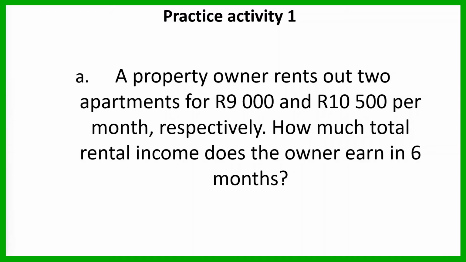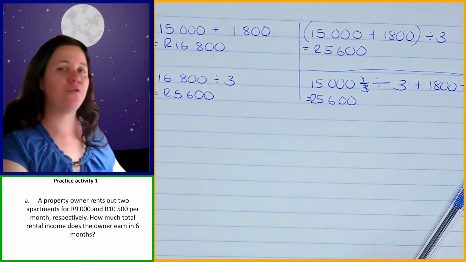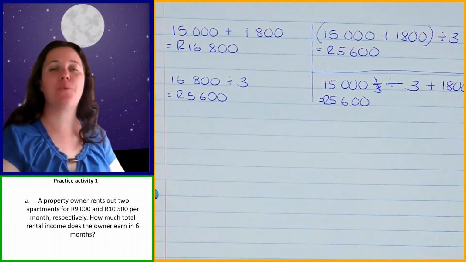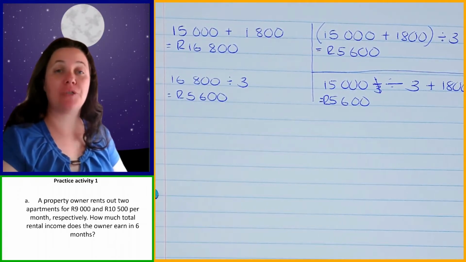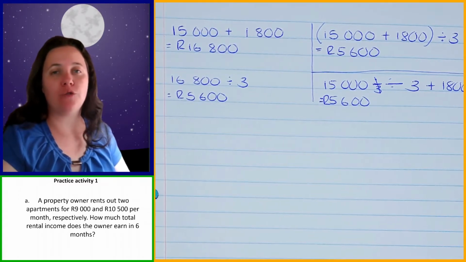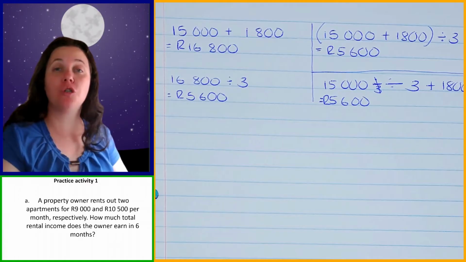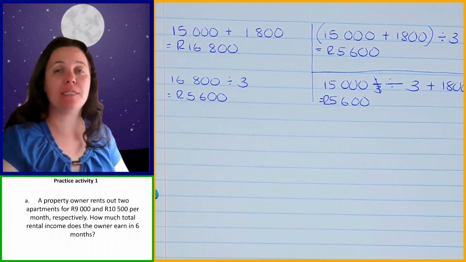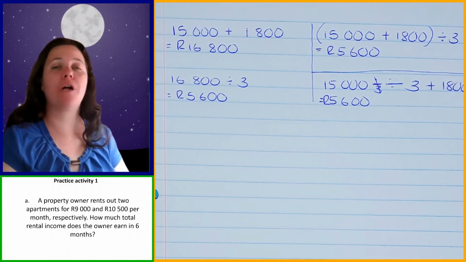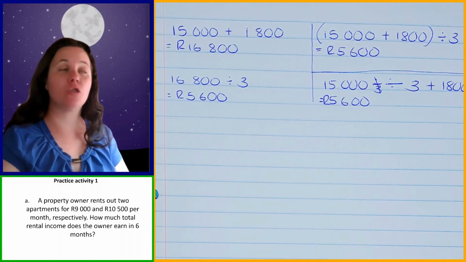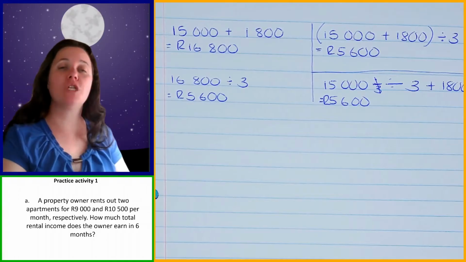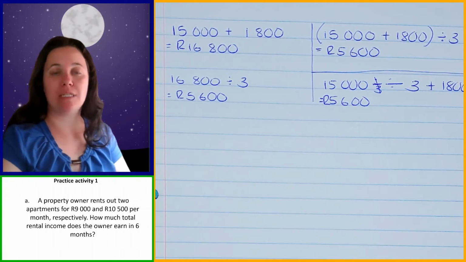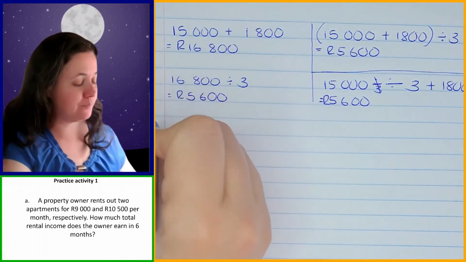Okay, so let's go through that and see what you should have got. First of all, you have 2 separate properties that are being rented out, and they're both being rented out at different amounts for a total of 6 months. So once again, we have more than one way of doing this. We can work out the total per month and then multiply that by 6, or we can work out the total rent for each property separately for 6 months and then add it. We can also do it in 2 steps or in 1 step. So I'm going to do it in 1 step.